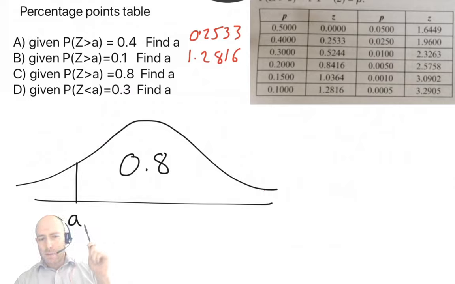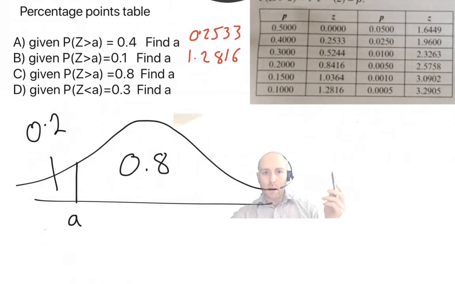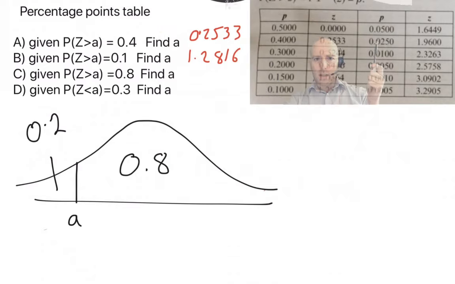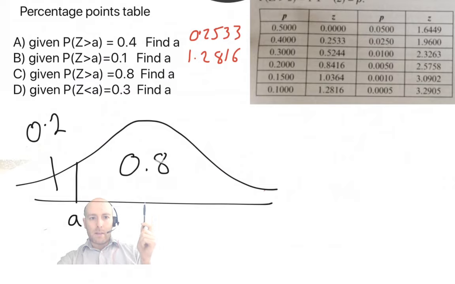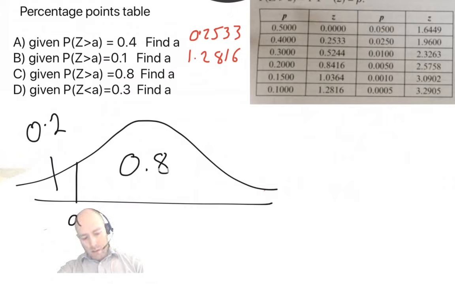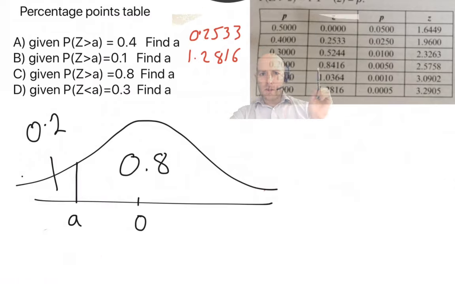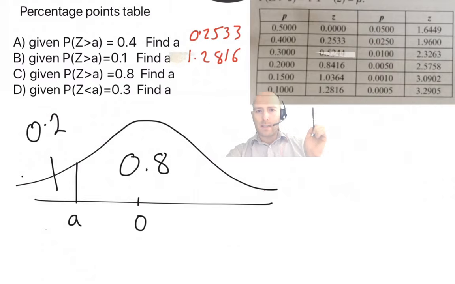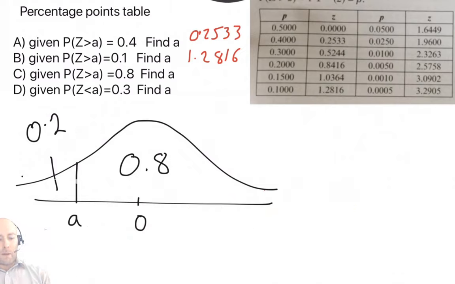Now, this is where it gets a bit more difficult. If that area there is 0.8, then this area here is 0.2. And the reason that's important is if you look in our table, it starts at 0.5 and gets smaller. So 0.8 isn't going to be in the table. The other thing to bear in mind is that the mean here is zero, so A is going to be negative. And you might notice that none of these values are negative. So this table is a snapshot of the normal distribution. It's literally just half of it. So I'm going to put a minus sign next to A to remind me that my A needs to be negative.